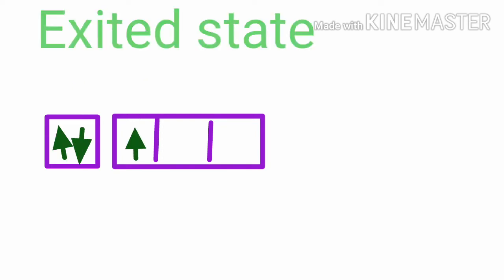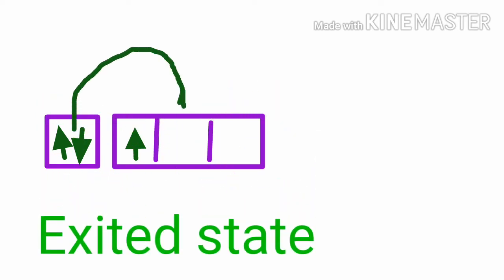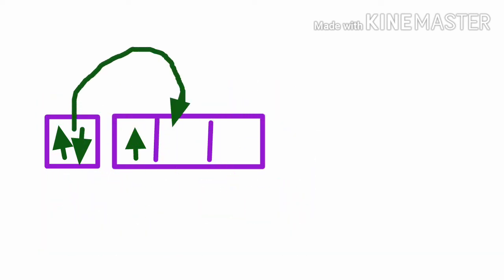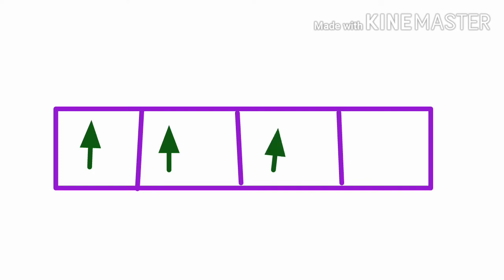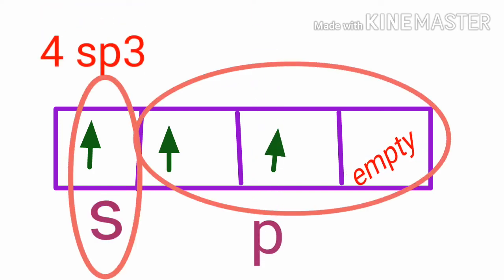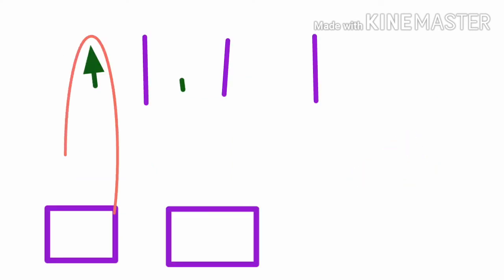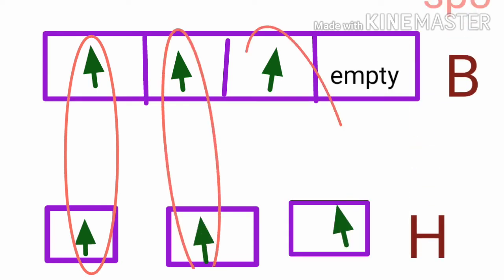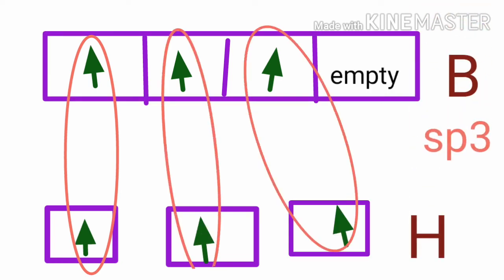So in the excited state, what will happen? Out of 2 electrons in the s orbital, one of the electrons will jump to the p orbital. See, we will get 4 sp3 hybridized orbitals. Out of 4 sp3 hybridized orbitals, 3 orbitals will contain half-filled electrons and 1 orbital will be empty. So each half-filled electron in the boron atom will make a bond with each hydrogen atom. So boron is sp3 hybridized. Okay.